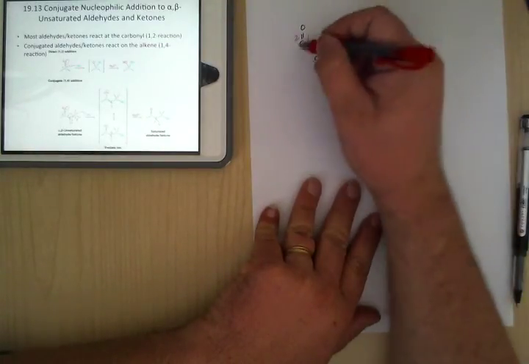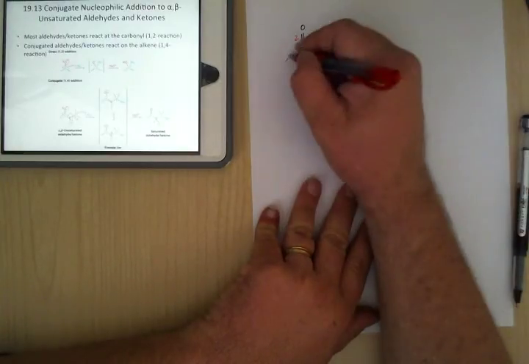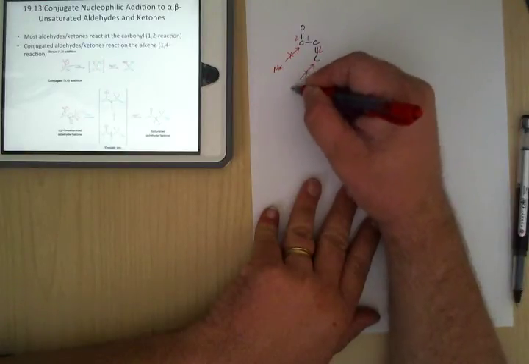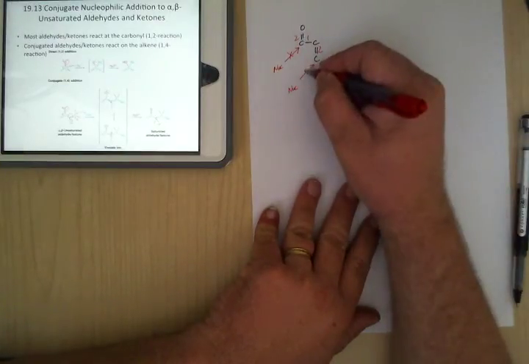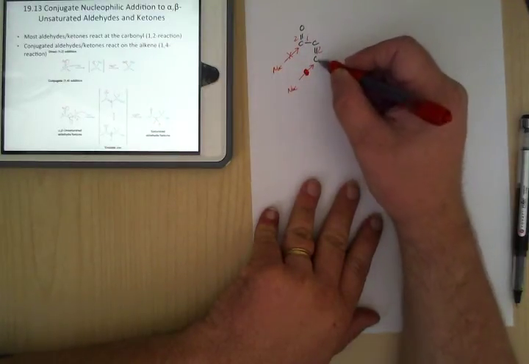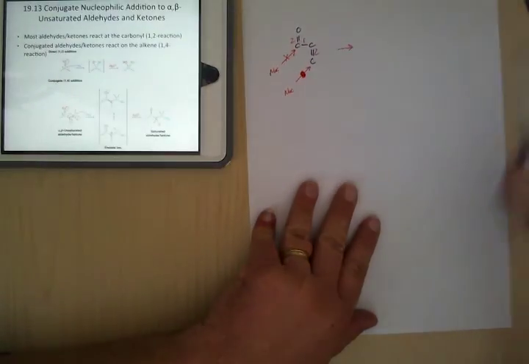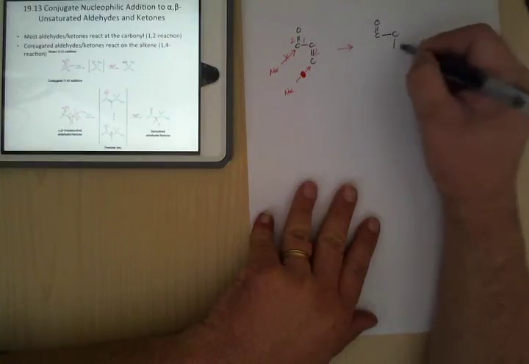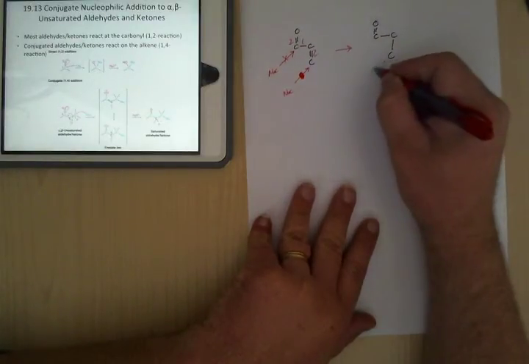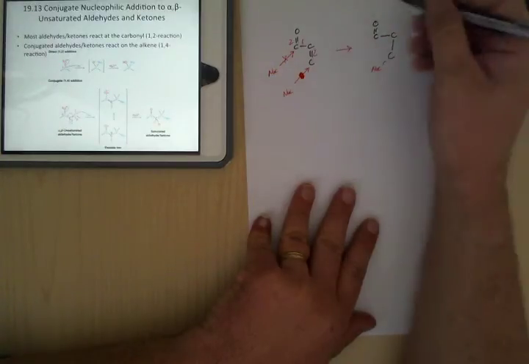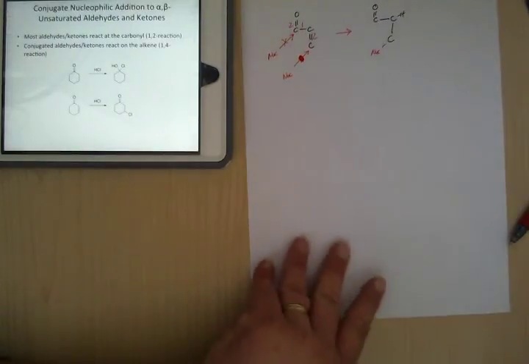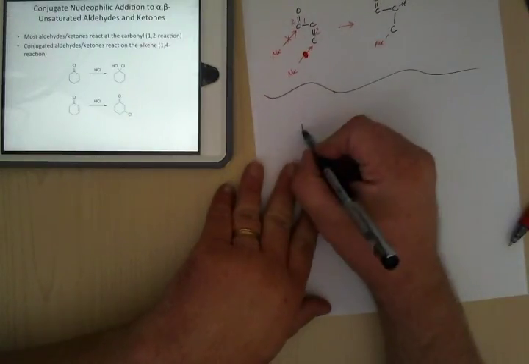So instead of attacking there, a nucleophile actually, it turns out, attacks there, because of course it does. It does attack there, to make the nucleophile attached like that. So a hydrogen ends up here.